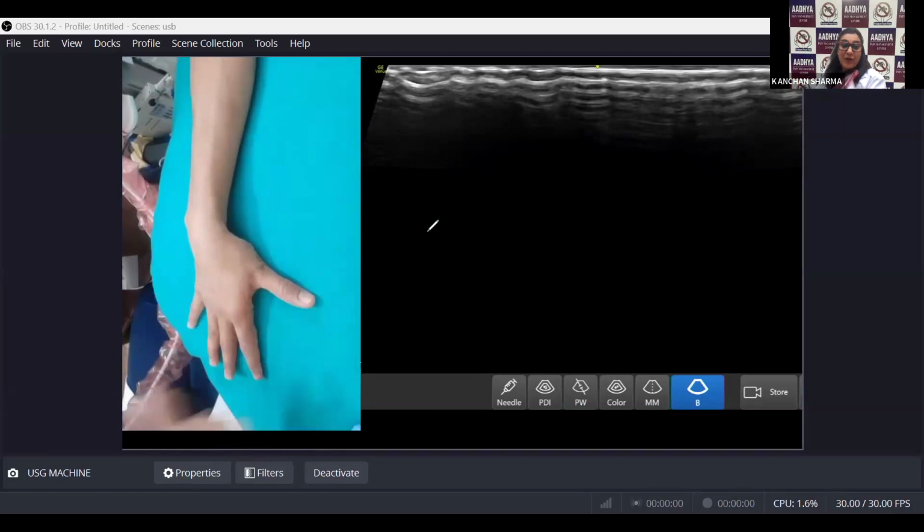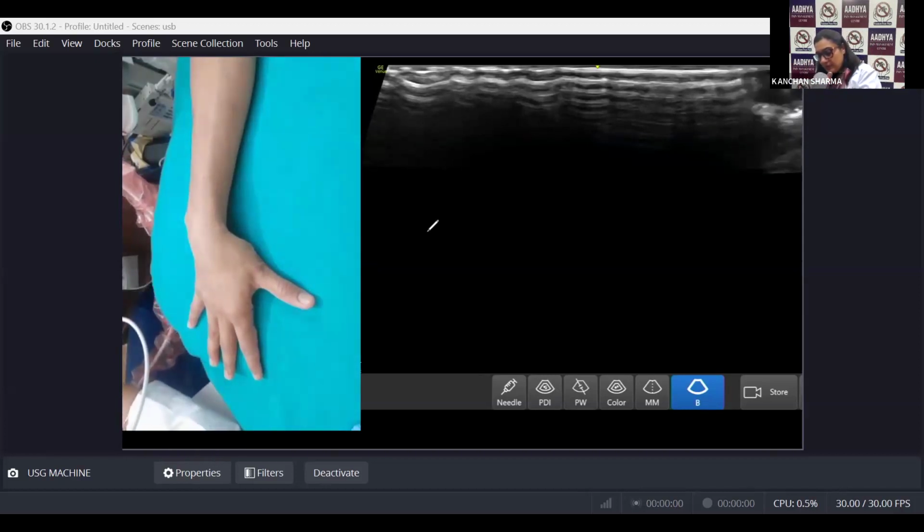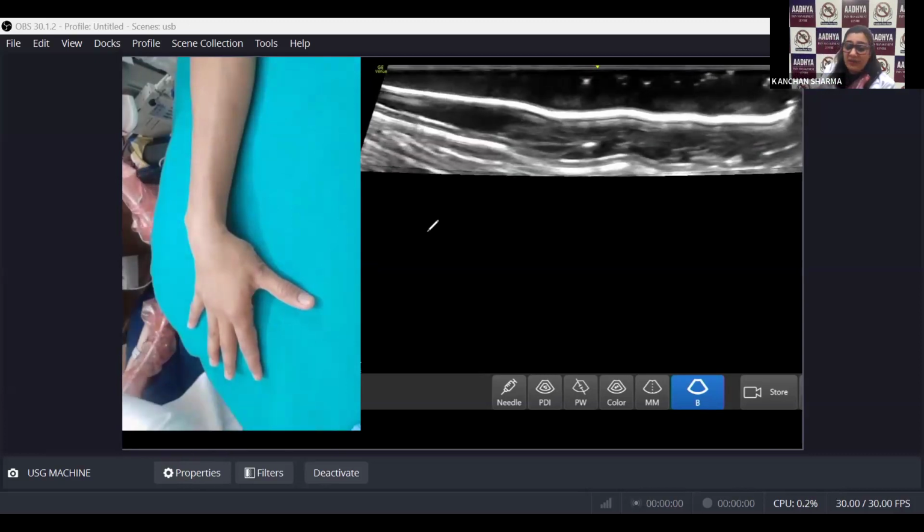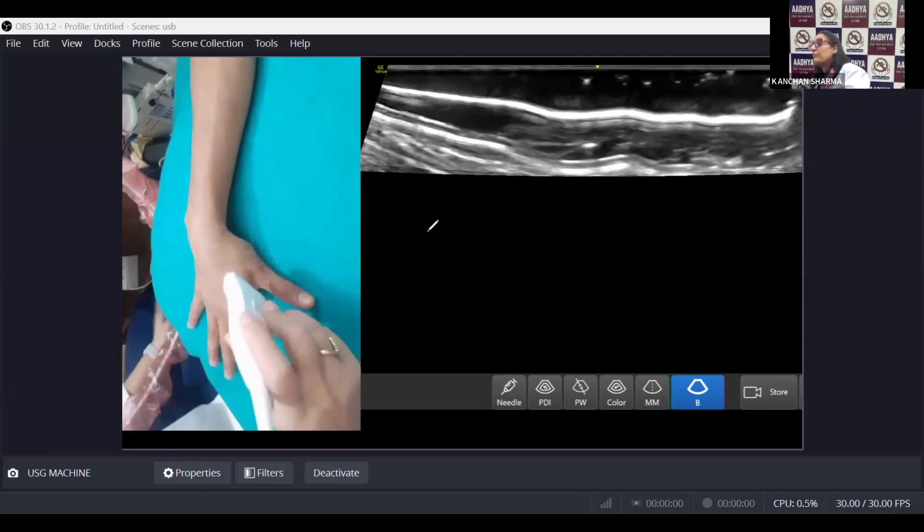But yes, if you have a hockey stick probe, it is much easier. Otherwise, a little bit of manipulation is required with your probe if the footprint is too big, like how I am having, but still you can make it up. But yes, interventions usually become difficult when you are having these bigger footprint probes.